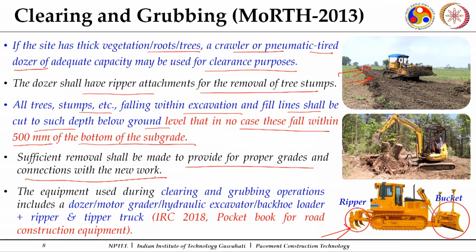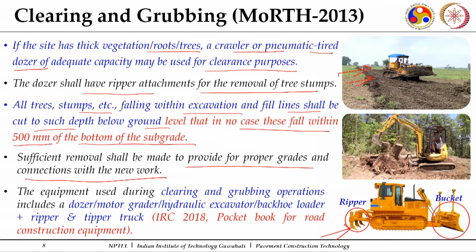Now sufficient removal should be made to provide proper grades and connections with the new work. And many a time we go for widening works. There again, because construction work has to be taken up, we will do this exercise for a sufficient width to take up those works. The equipment used during clearing and grubbing operations includes a dozer, motor grader, hydraulic excavator, backhoe loader, ripper and tipper truck. We will discuss this in the second part of this talk. A good detail regarding these construction equipments is available in the IRC pocket book for road construction.